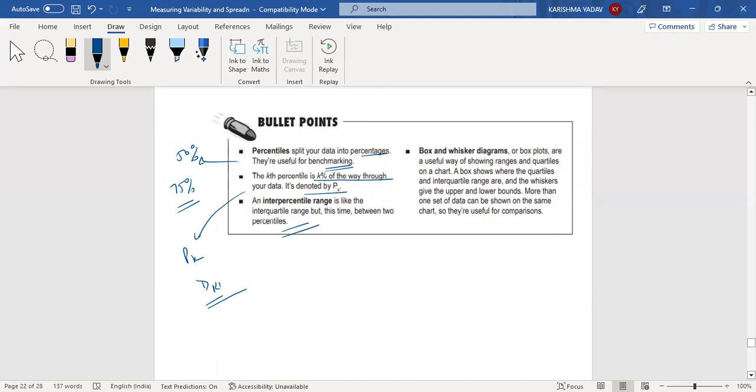Okay, they are actually similar things. The quartiles come through the percentiles. You can say that because Q1 is basically P25.